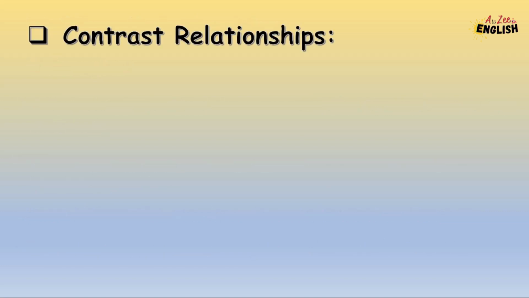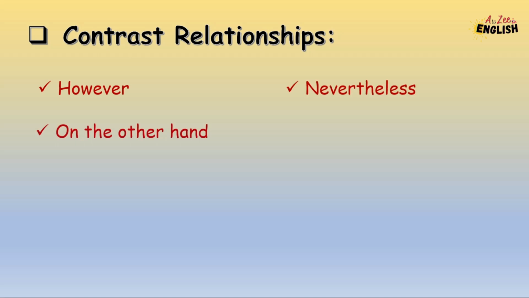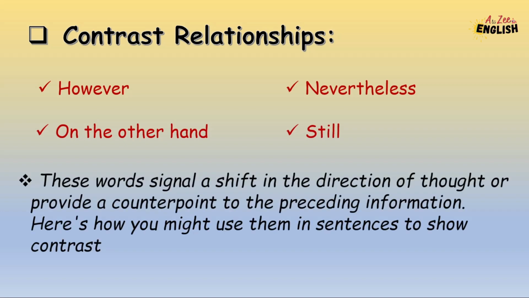Contrast relationships. Conjunctive adverbs showing contrast relationships are however, on the other hand, nevertheless, still. These words signal a shift in the direction of thought or provide a counterpoint to the preceding information. Here's how you might use them in sentences to show contrast.